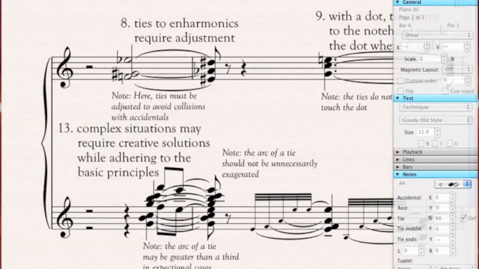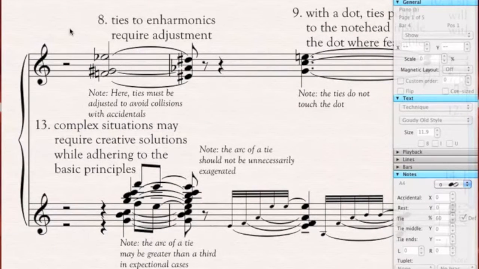I want to do a little more on ties. Here you can see that they are simple, but they're not to be taken for granted in your notation. Ties to enharmonics require adjustment. The ties must be adjusted to avoid collision with accidentals, because while I don't recommend this situation if you're a composer, this does come up sometimes where you have to tie an E flat to a D sharp.